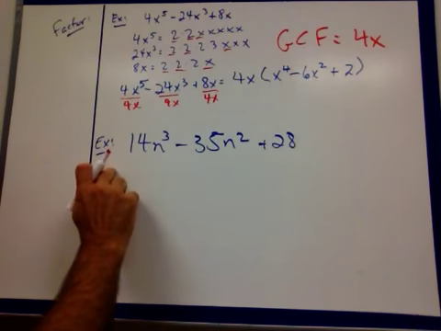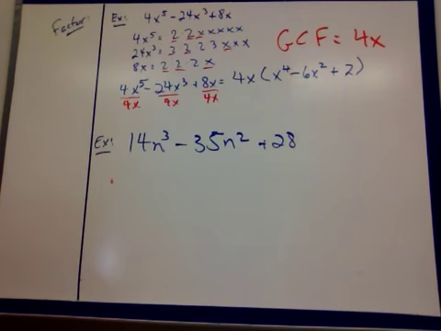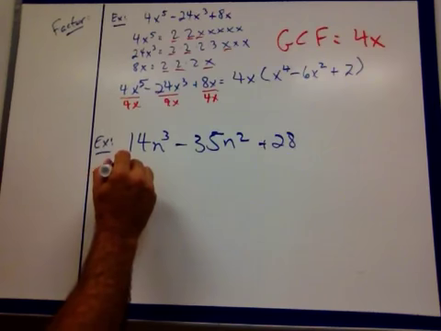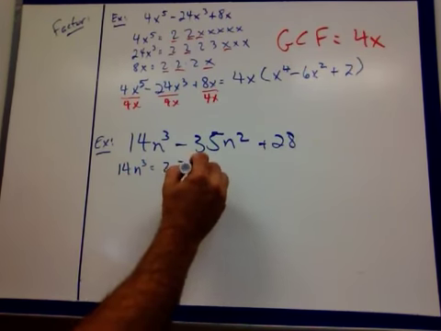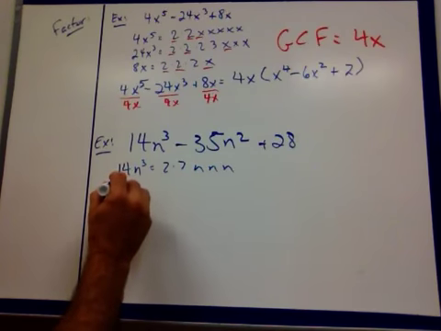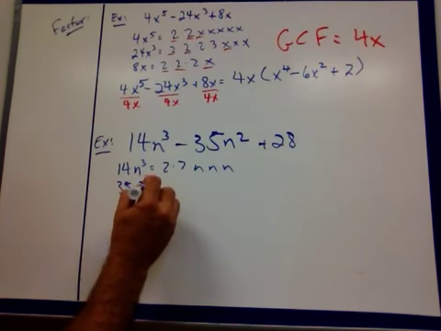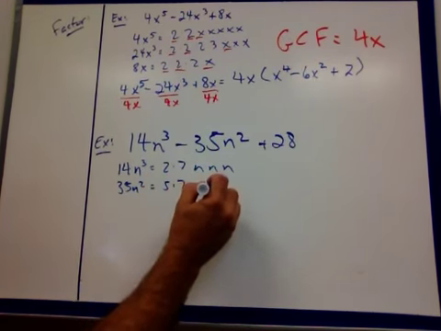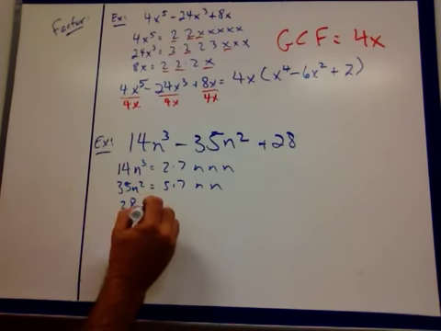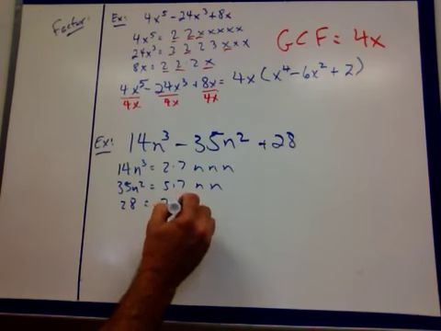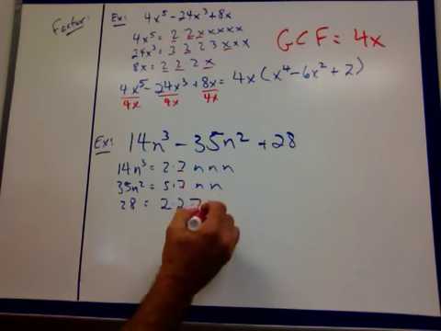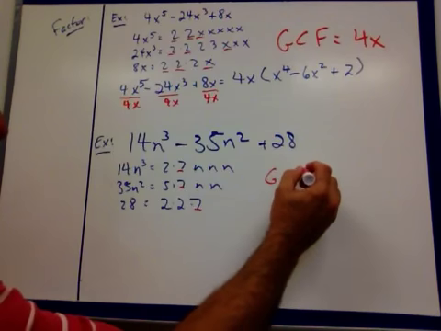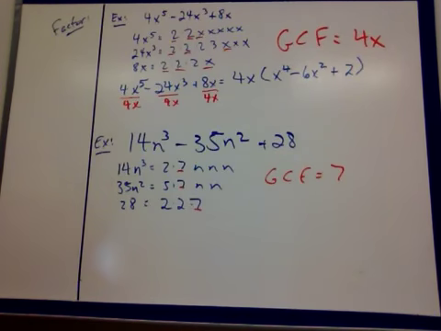Whoops. Let's do this in blue. 14n to the 3rd power. 14 is 2 times 7, and then n. 35n squared, that's 5 times 7, n. 28 is 4 times 7, so that's 2 times 2 for the 4 times the 7. What do they all have in common? They all have a 7, and that's it. So my greatest common factor is 7.